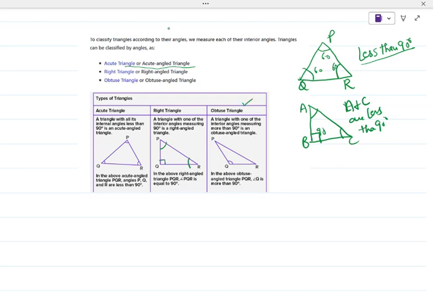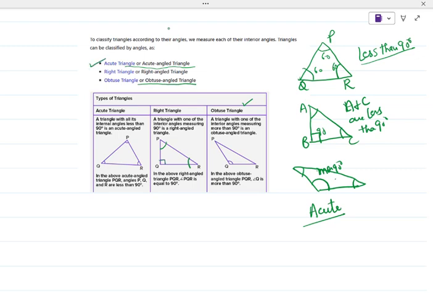The next one is the obtuse triangle, this third one. As the name suggests, one angle is more than 90 degrees. How many angles are left? We are left with two angles, so those two must be acute, meaning they are less than 90 degrees.